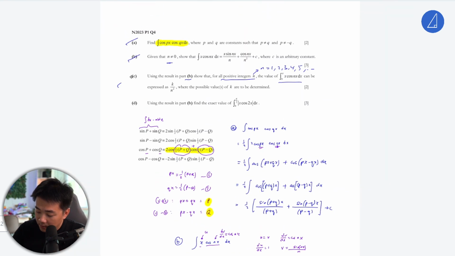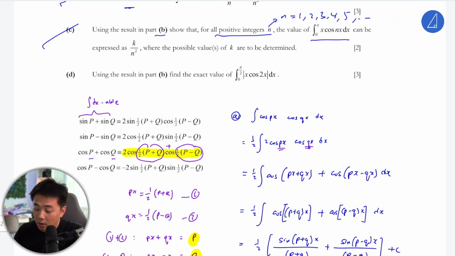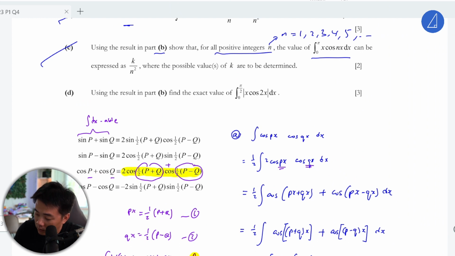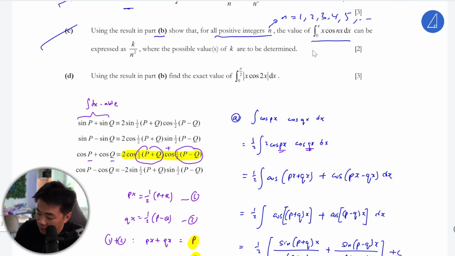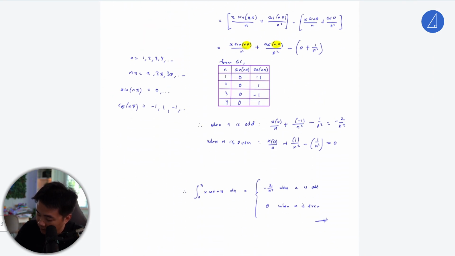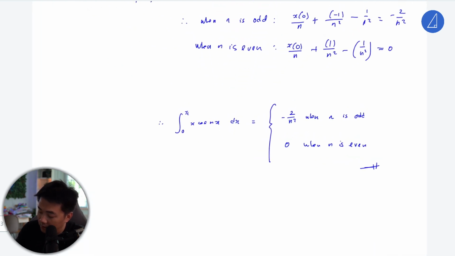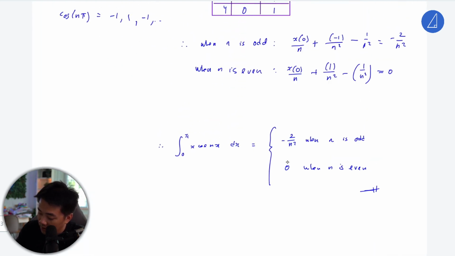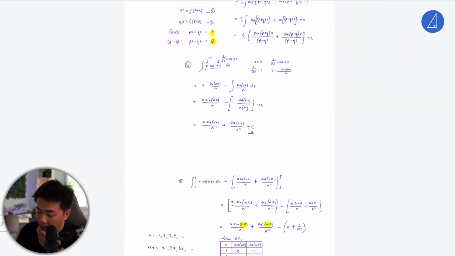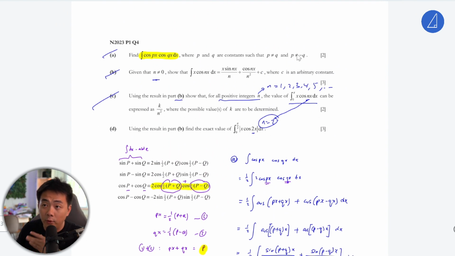So you can look at D. Using the result in part B, find the exact value of the integral of x cosine 2x dx. I think the first thing is to plot the graph first, and to know that now you're looking at n equals 2, which is actually even. So we're going to eyeball the even case here. I think for the even case we need to use this. I'm going to look at this later. The other thing is to understand that when it's a modulus, you have to rely on the graph. If you don't draw the graph, it will be very difficult, and it's not really the right way to do it.